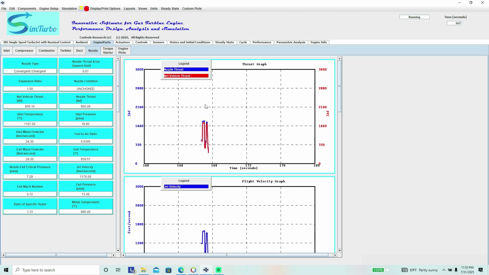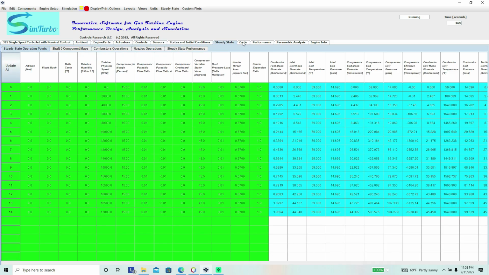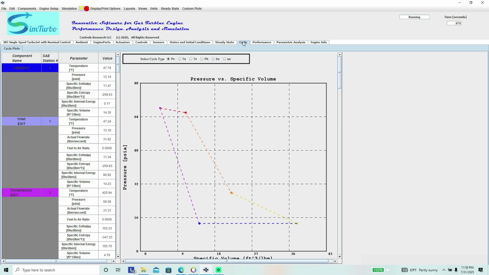The nozzle. You can see the thrust of the nozzle. The nozzle thrust and also the jet vehicle thrust in red. Then down here is the flight velocity going at around 1700 feet per second. The thermodynamic cycle plot shown here. So this is the standard Brayton cycle.